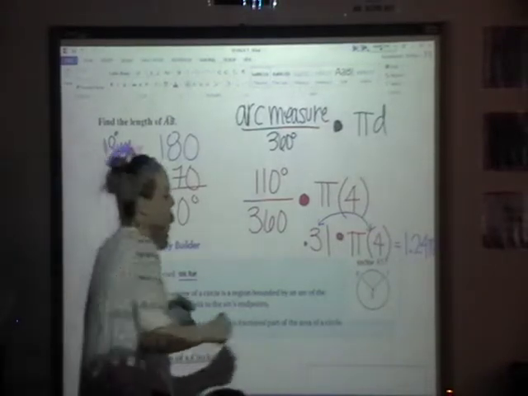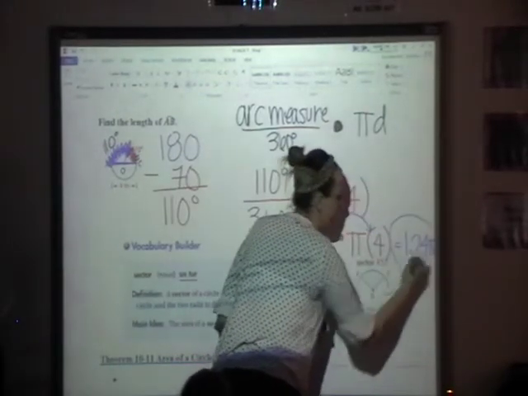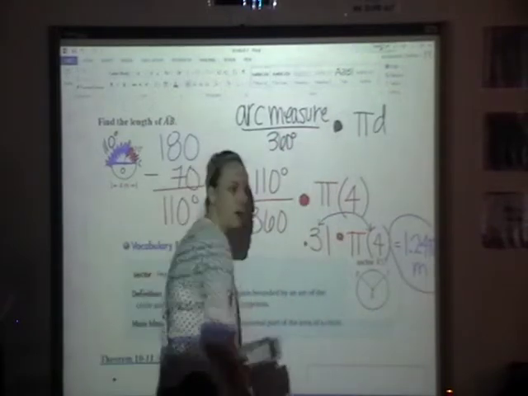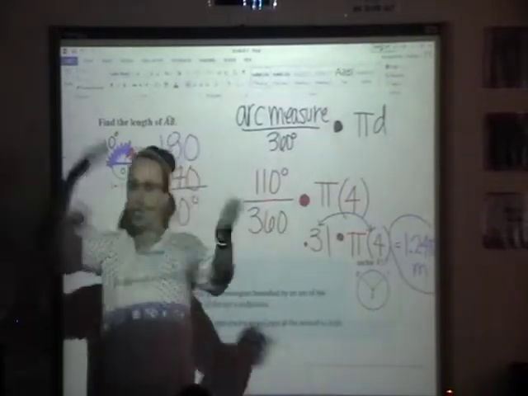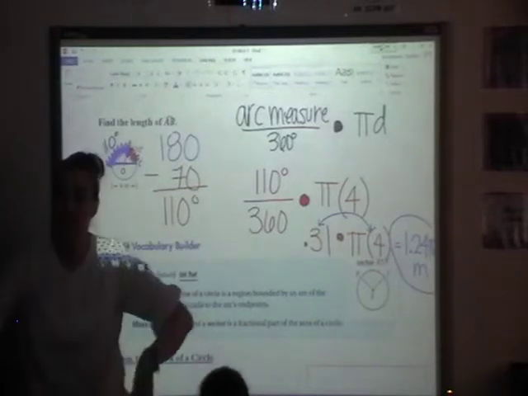Our units is in meters. I leave it in meters because remember, circumference, perimeter, we don't square that. It's not talking about the 2 lengths to fill up a circle. It's talking about the 2 lengths that create the circle.